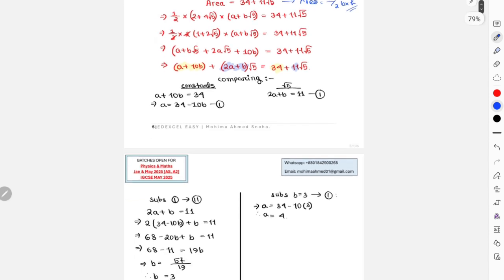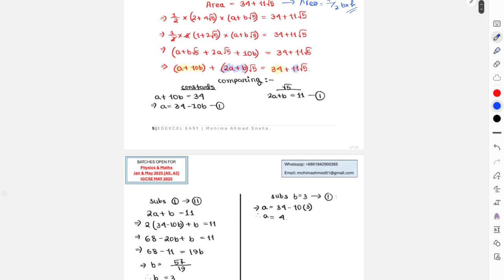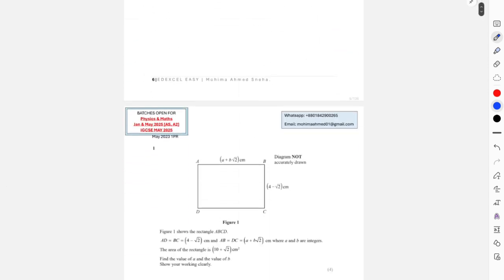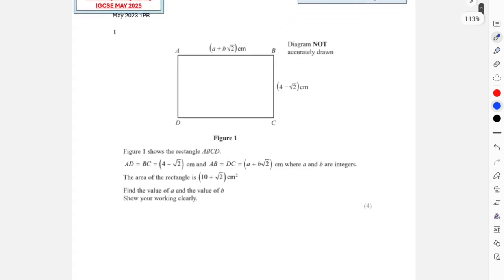Okay, so with this, this question comes to an end. We'll move on to the next question. Similar process, we now have been provided with a rectangle where the lengths of AB and BC are provided, and again the area is provided, right? We have to find out the values for A and B. Similar process to the one we did in the previous question.